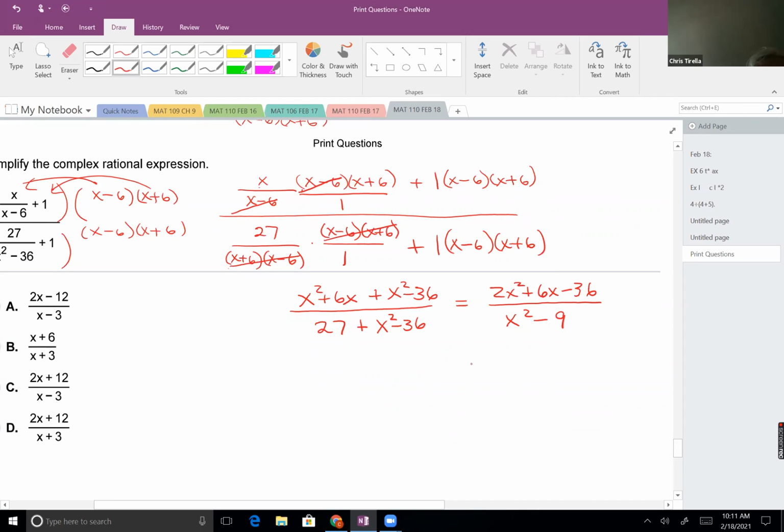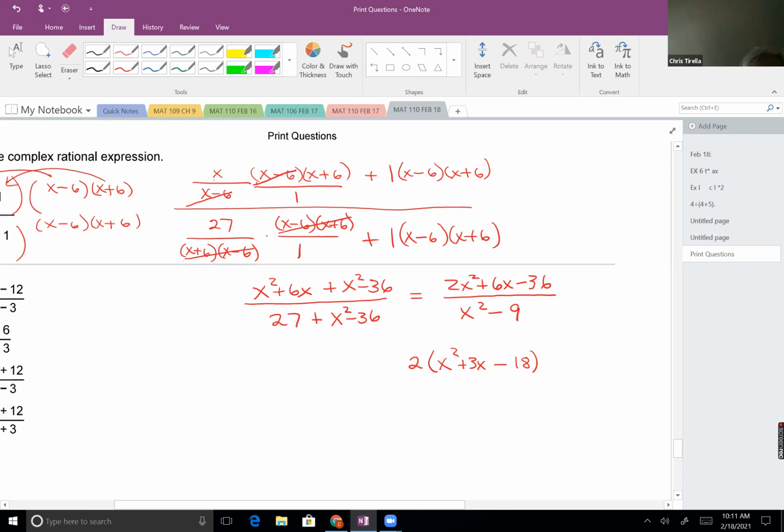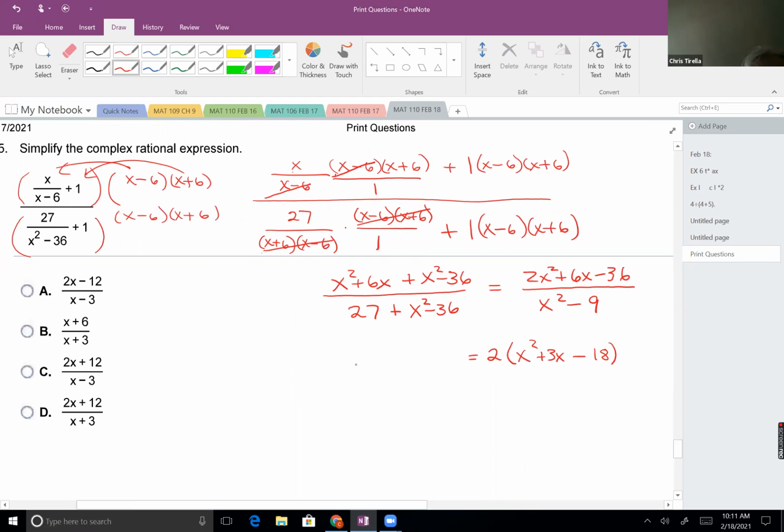To simplify that, in that numerator, there's a common factor of 2: x squared plus 3x minus 18. And that would factor into 2 times x plus 6, x minus 3. The denominator factors into x plus 3, x minus 3. So now I can simplify by dividing out the x minus 3.